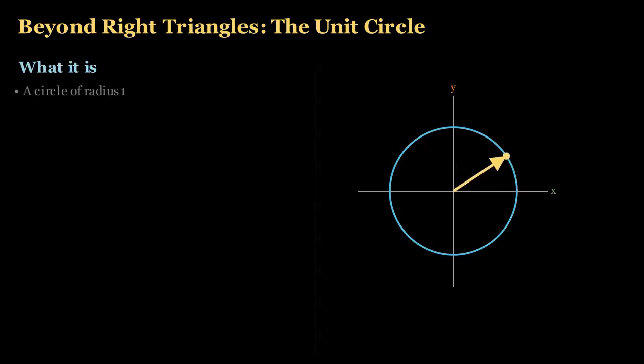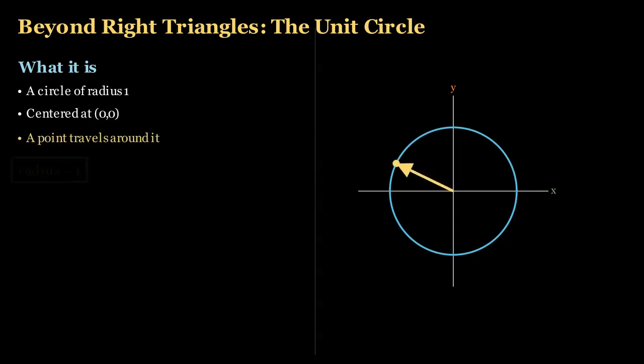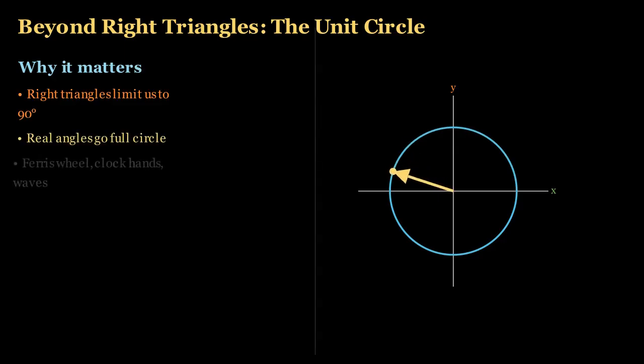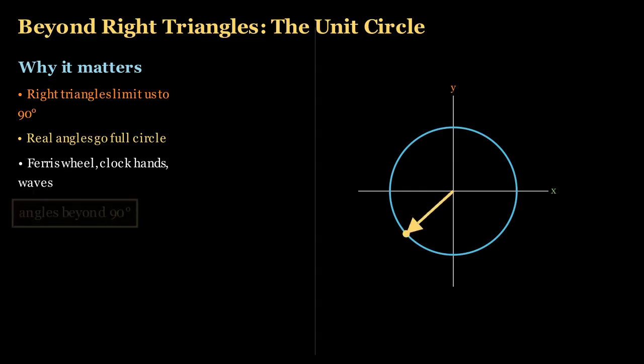Imagine a clock hand of length exactly 1, pinned at the center of a grid. As the hand spins, its tip traces a perfect circle of radius 1. We call this the unit circle. Unit just means the radius is 1. Right triangles only let us work with angles less than 90 degrees. But a Ferris wheel goes all the way around, 180 degrees, 270 degrees, even 360 degrees. The unit circle lets our sine and cosine ratios grow up and handle any angle.